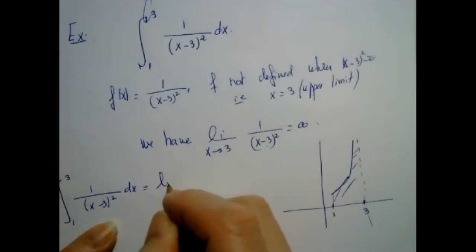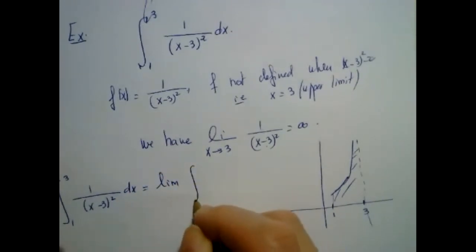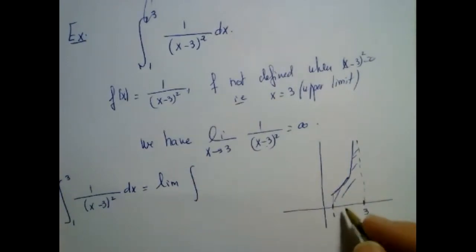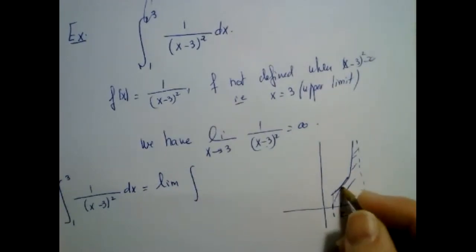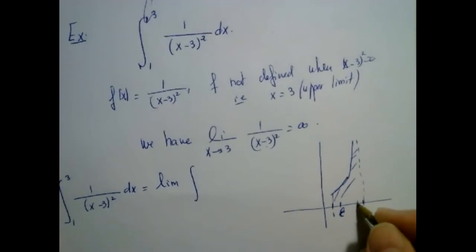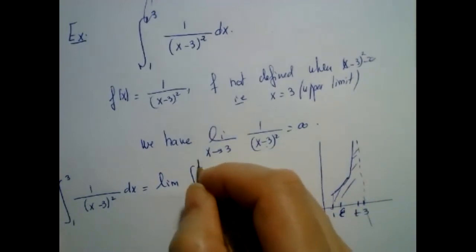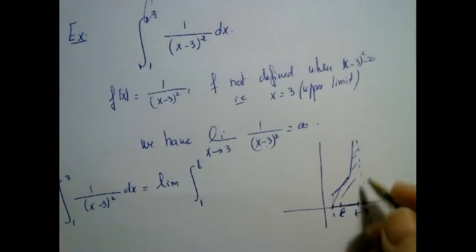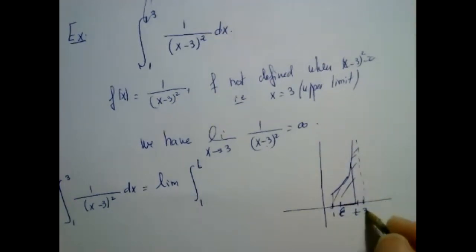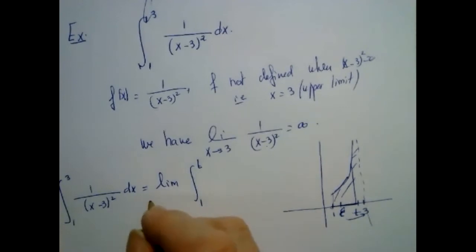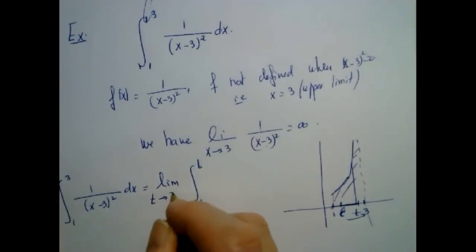So that's the limit from 1 to 3. This is my t here. It's wrong; it's blowing up here. So I computed it from 1 to t. You don't have to memorize the definition, you just have to understand it from 1 to t. And then I'm going to let this t become close to 3.